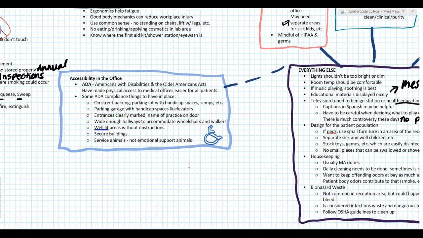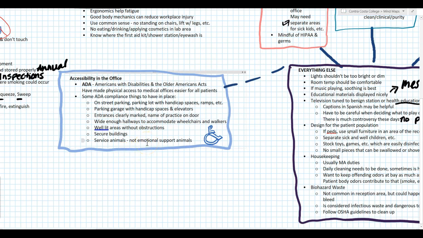Both of those acts together have made physical access to medical offices easier for all patients, not just elderly or disabled patients. So some things that we need to be mindful of to be in compliance with ADA and the OAA are on-street parking, or a parking lot with handicapped spaces, ramps, etc., so that the building is accessible for those who are handicapped or elderly. If the building is attached to a parking garage, then we need to have a parking garage with the same type of accessibility, with handicapped spaces, and if it's a multi-floor parking garage, then one with elevators.